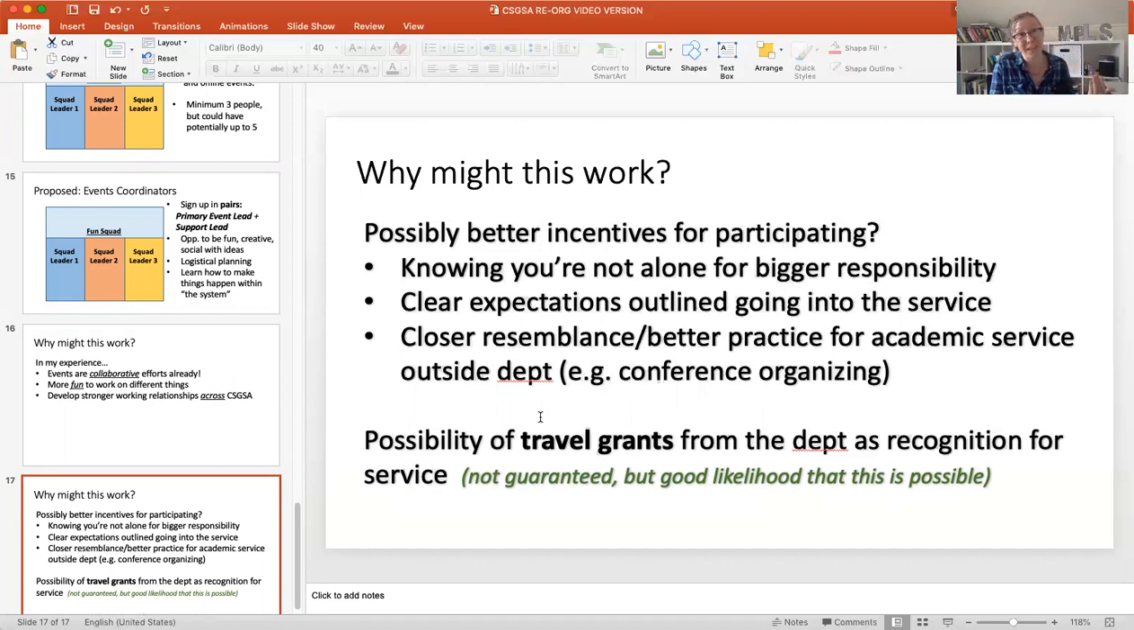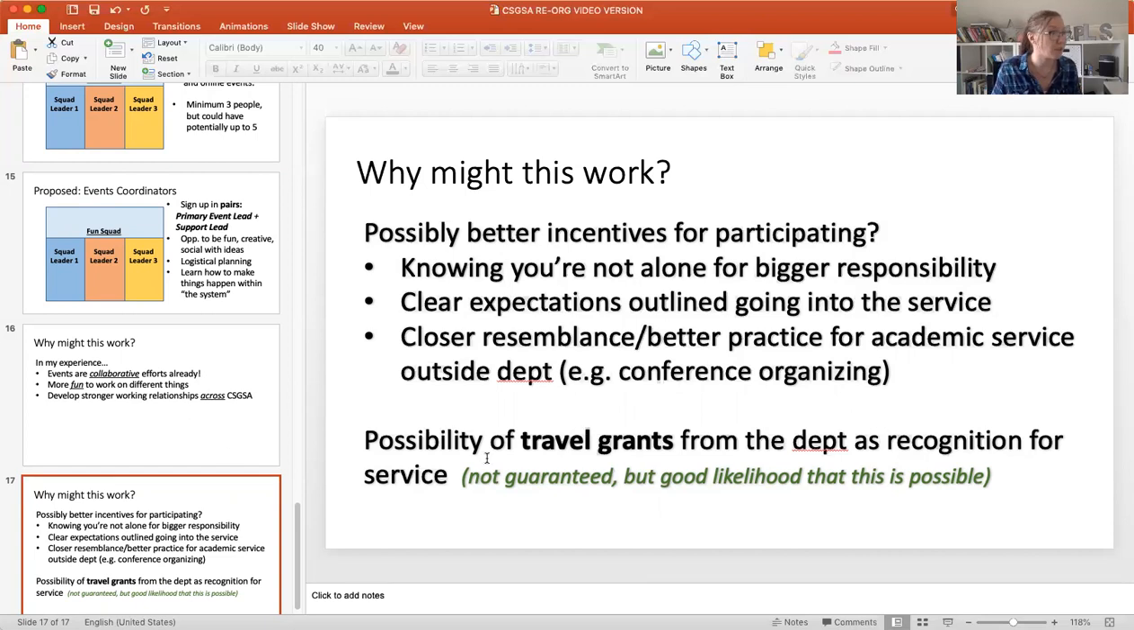Also, before you ever sign up for the role, you have a very clear expectation of what is going to go into this. How many hours can I expect to expend on this service? And it's a closer resemblance to what academic service might look like in other contexts, like a conference, or even organizing an event for a company.